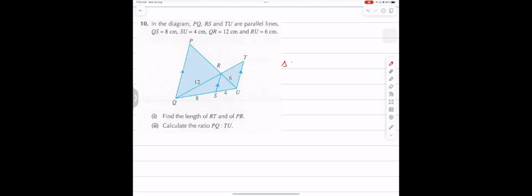Question number 10. In this question, we have two pair of parallel lines. That means triangle QSR is similar to triangle QUT. These two angles are equal and they are corresponding equal angles. Similarly, these two angles are also equal. They are also corresponding equal angles. Now you can use the law of similarity.